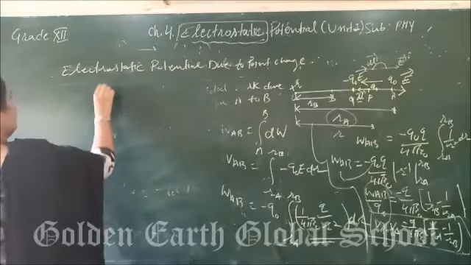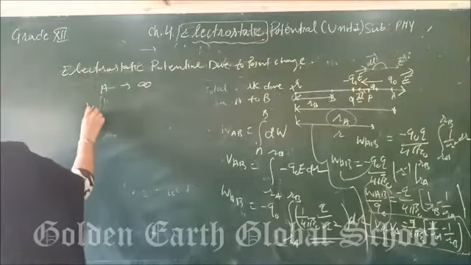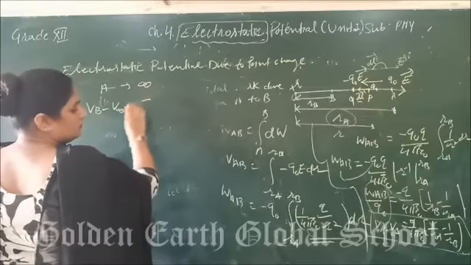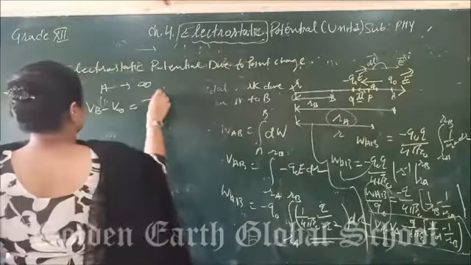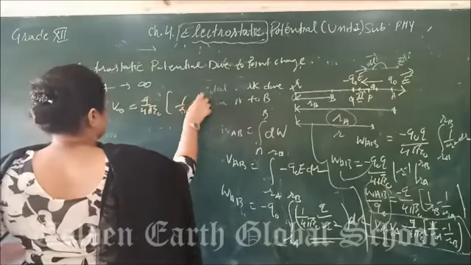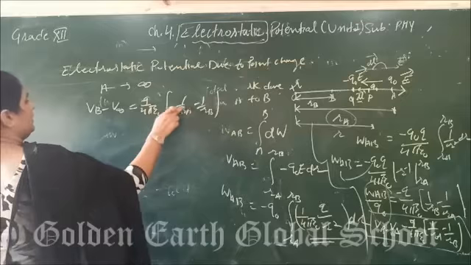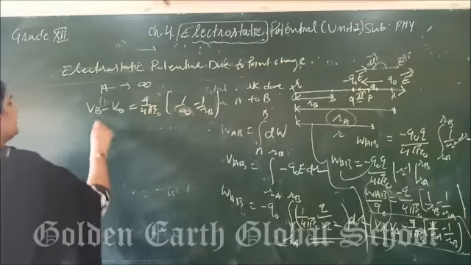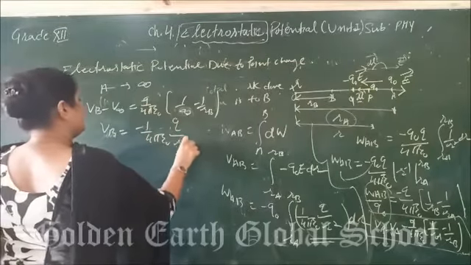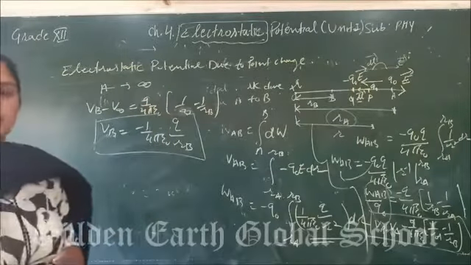So if a point is at infinity, means the charge is moved from infinity to point B, then VB minus V infinity is equal to Q by 4 pi epsilon naught, 1 upon RA minus 1 upon RB. Here RA means it is at the infinite distance. From there, VB will be equal to 1 by 4 pi epsilon naught Q upon RB. So in this way, you can calculate the electrostatic potential due to point charge.